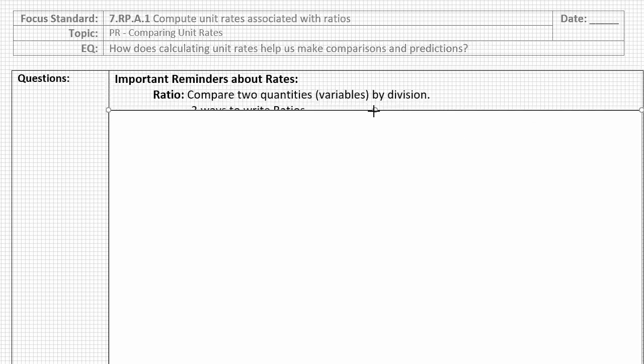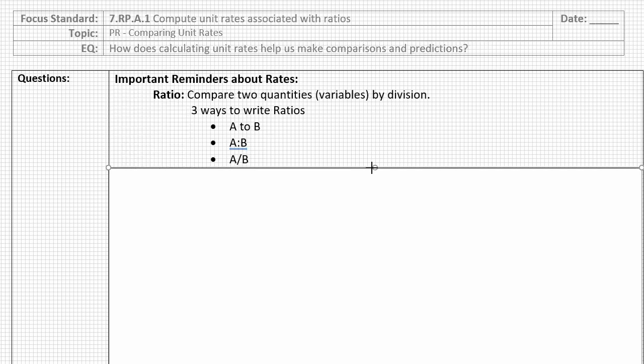Let's go ahead and start with some important reminders about rates. So ratios are how we calculate rates, and they compare two quantities, usually given to us in some kind of variable form, by division. So there's three ways that you've learned to write ratios over the years.